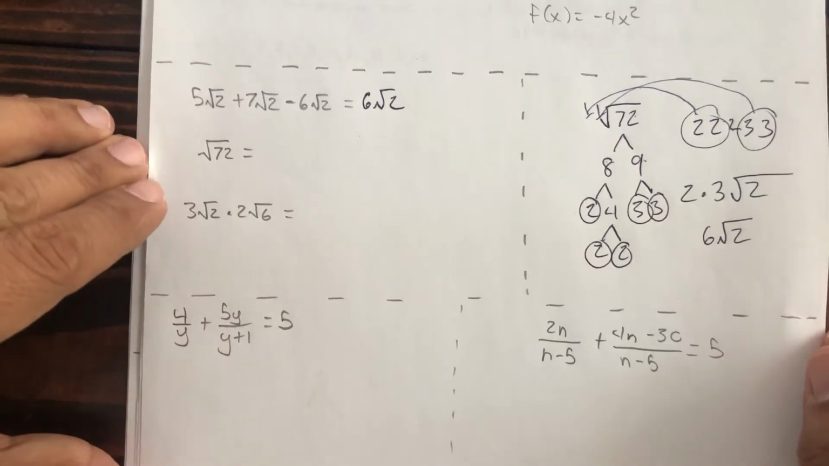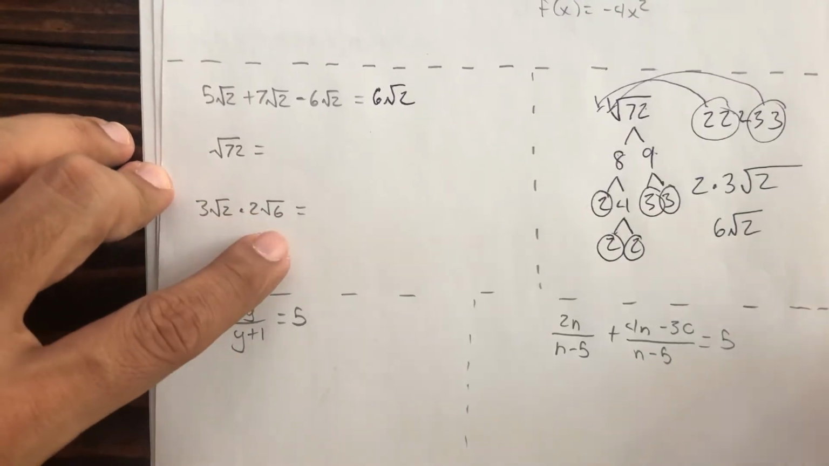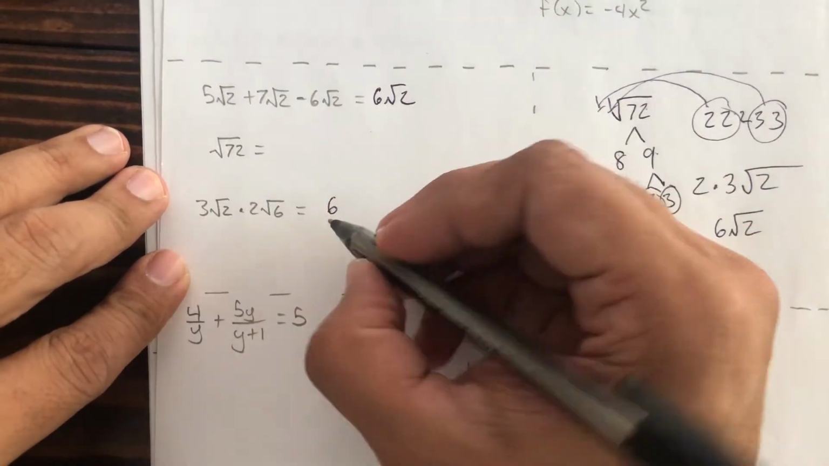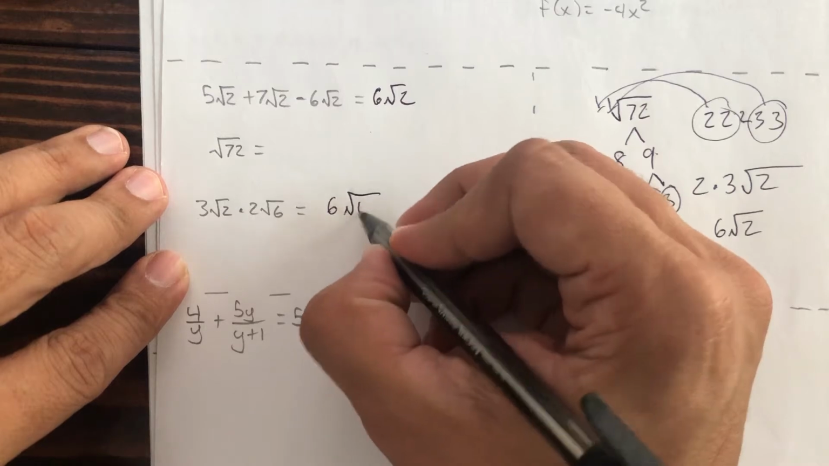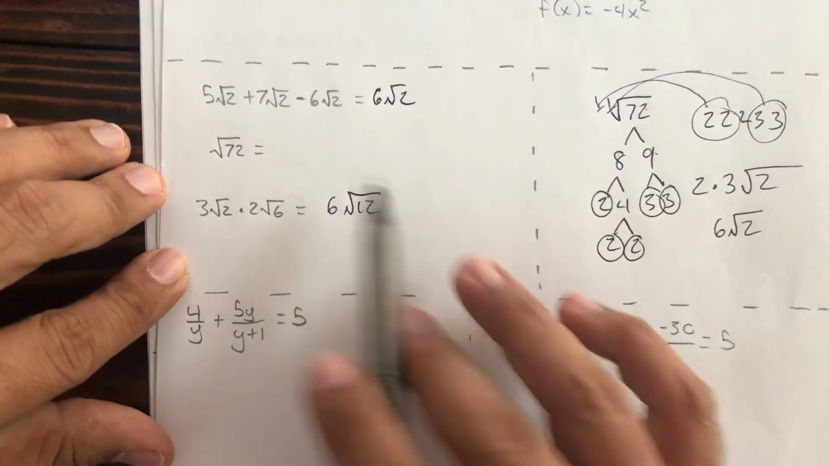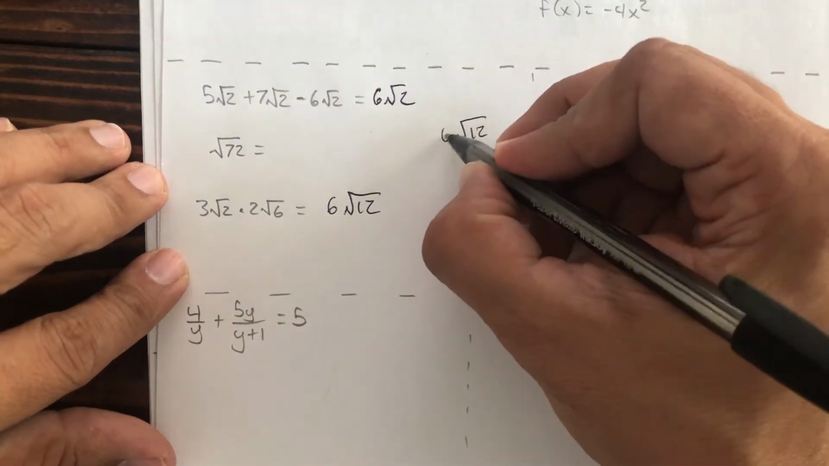Now we are going to do 3 square root of 2 times 2 square root of 6. So the 3 and the 2 are going to multiply, and the square roots, or the radicals, are going to multiply, and it's going to make 12. But just in case, you have to check if the 12 has something that can jump out of the box. So square root of 12.